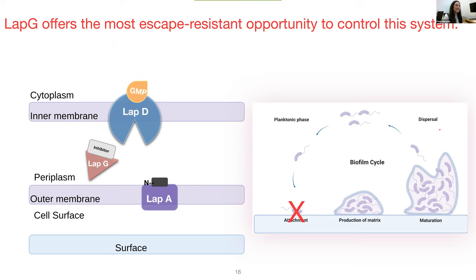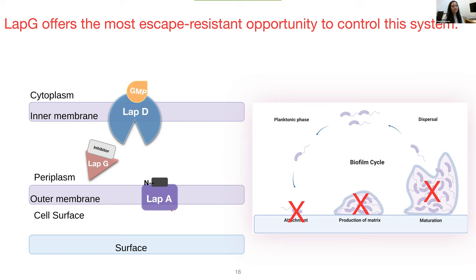I'll take a step back, right? So again, if our inhibitors can bind to LabG, then we won't have the attachment, because LabG will always be present instead of being bound to LabD, even if the environment is good. And then it will be able to cleave the LabA adhesin. And we won't have the production of matrix and we won't have the maturation. So this is maybe the big picture idea of why we wanna inhibit this system.